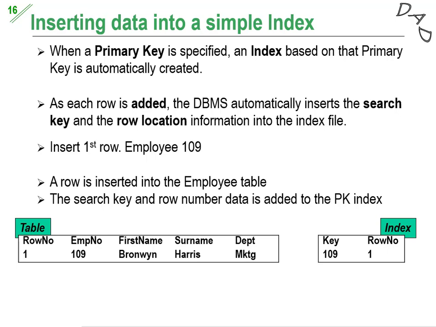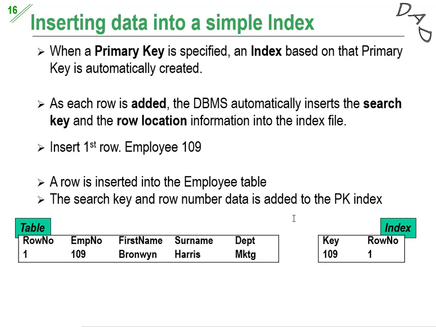So when you run the create table statement and you specify a primary key column, as soon as you run this statement, the database management system automatically creates an index based on the primary key. That index has only 2 columns: the key column and the address of that key column. In this example, I use the row number as the disk address to simplify our discussion.